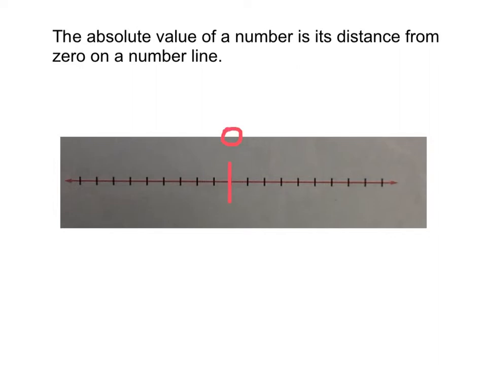So here we have a picture of a number line. Go ahead and draw a number line on your paper, and let's put 0 in the middle. All the positive numbers would be, of course, to the right of 0, and all the negative numbers would be to the left.